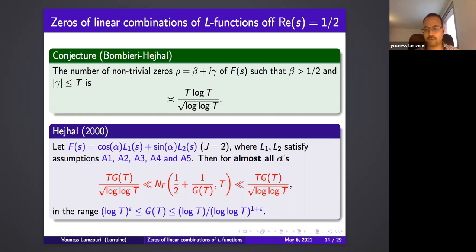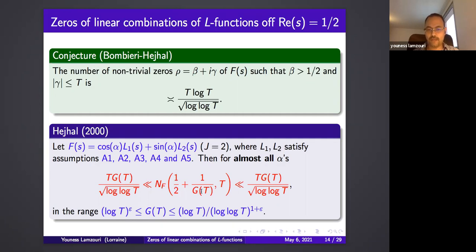for almost all of your linear combinations, you have that the number, recall this is the number of zeros of your linear combination F, where the real part is to the right of one half plus one over G(T), and the imaginary part is between capital T and two capital T.